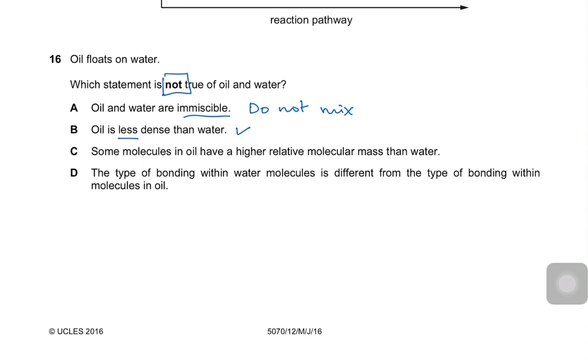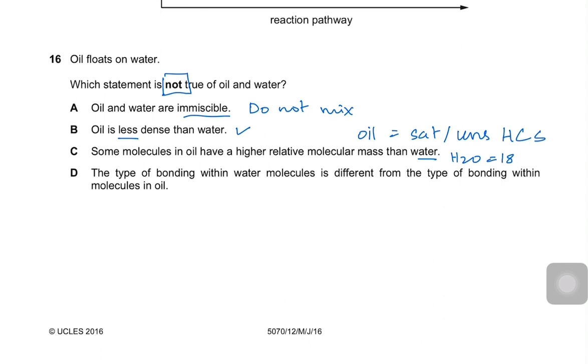Some molecules in oil have a higher relative molecular mass than water. This can be true because oil is made of saturated or unsaturated hydrocarbons, so they have higher molecular masses than water. Water has a molecular mass of only 18 units. Oil can have higher molecular mass. So again, C is true.